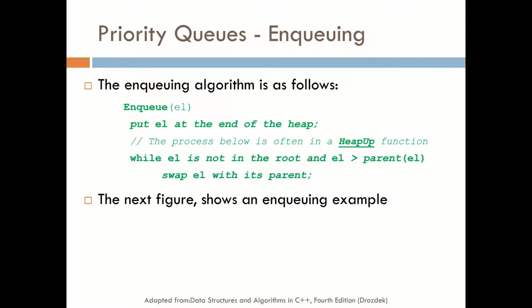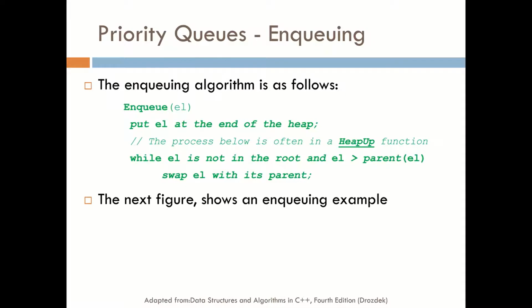The idea is that we're enqueuing an element into the priority queue, and you see that EL is the element that's being passed into this function. So what we will do is add this element at the end of the heap, and then heap up. The pseudocode for heap up is: while the element is not the root and is greater than its parent, swap the element with its parent. We'll walk through an example here, and that should make a little more sense.